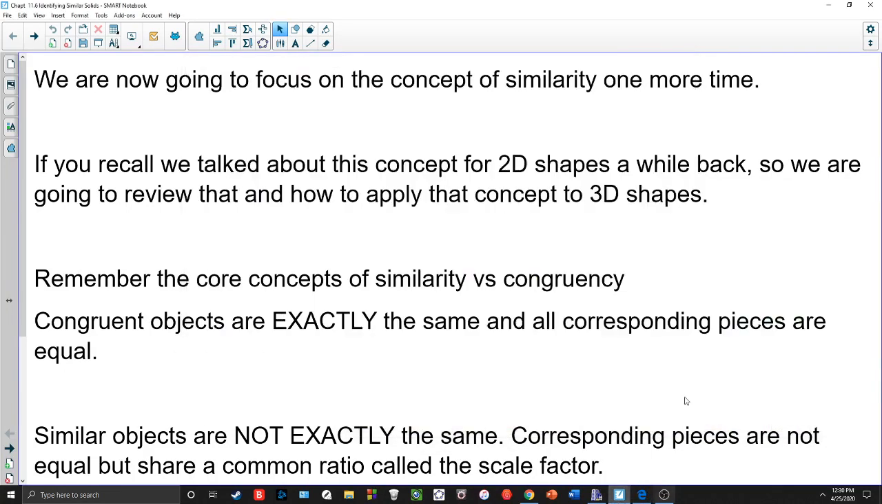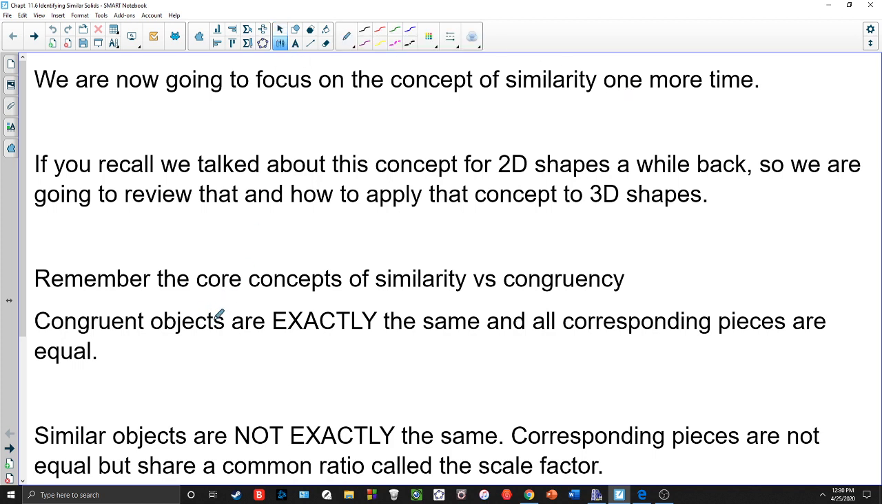All right, so in this video, we're going to be talking about similarity again. If you remember, similarity was this concept of two shapes that were not congruent, but they had a certain pattern or a certain scale to them. We talked about this with 2D shapes, and now we're just going to apply it to 3D shapes. But first off, again, a quick review on similarity versus congruency.